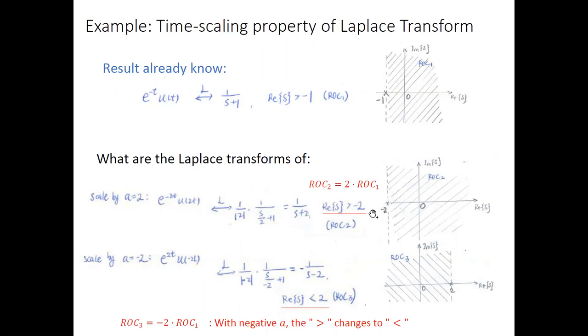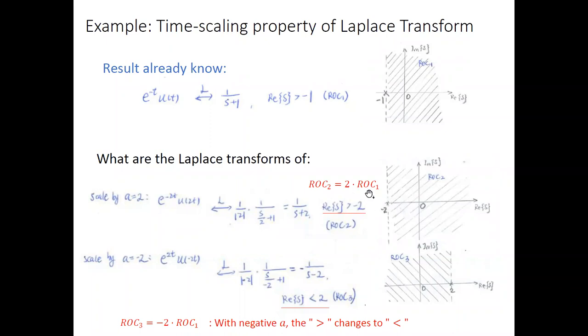Region of convergence, okay. The ROC2 for this new signal should be 2 times ROC1. ROC1 is the ROC for the original signal, right? Because here A equals 2, so 2 times ROC1. So how to understand 2 times ROC1 in this case? ROC1 is plotted in this way. It's the part of the complex plane with real part of s larger than minus 1. By 2 times it, it's still on the right of the pole, but the pole is changed from minus 1 to minus 2.